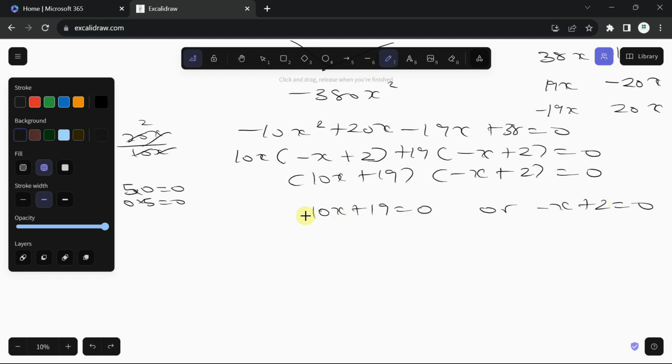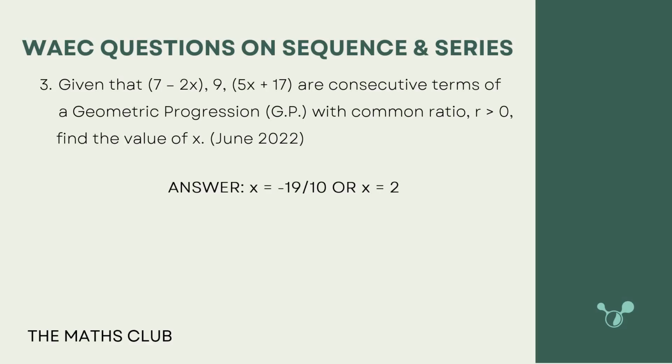So let's create like terms. That will be 10x, and this one will come over here, so that will be minus 19. x will be equal to minus 19 over 10. Or, for this one, minus x is equal to minus 2, since plus 2 will come over here. If I divide both sides by minus 1, our x is equal to 2. Great. So our x is minus 19 over 10, or x is equal to 2.